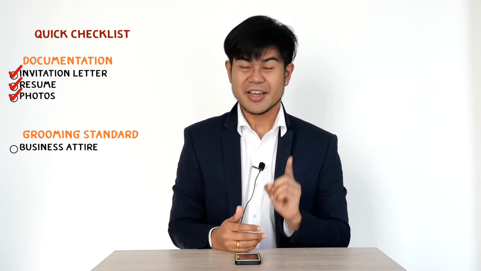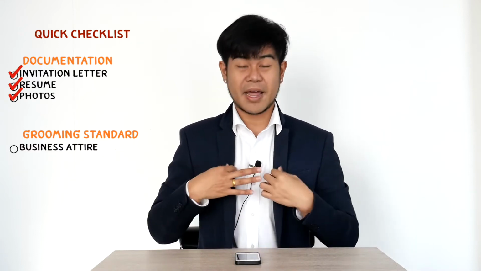Quick checklist number two, we talk about your grooming standard. Grooming standard means from head to toe. On the day of pre-screening, you use your whole body, your whole grooming, for the recruitment day. First of all, we talk about your trousers, your jacket, your blouse, everything. You follow the airline dress code, which has to be business attire, with a jacket.